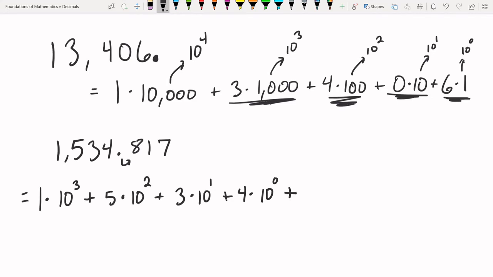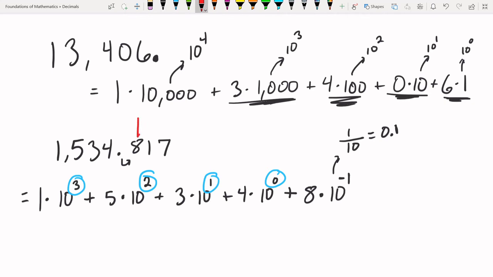Now, what's 8 going to be multiplied by? Well, let's look at the powers here: 3, 2, 1, 0. Following the same pattern, it's going to be 10 to the negative 1. And the negative 1 makes it 1 over 10. That's what the negative power does, it flips it. And 1 over 10 is the same thing as 0.1. So 8 times 0.1 is 0.8, which is, in fact, this place value right there, 0.8.